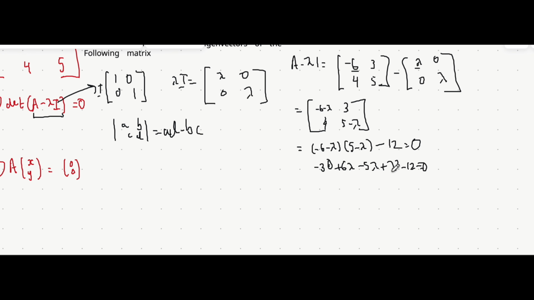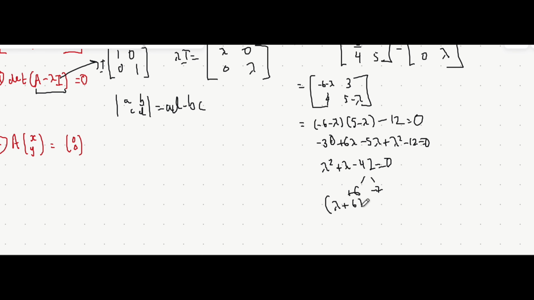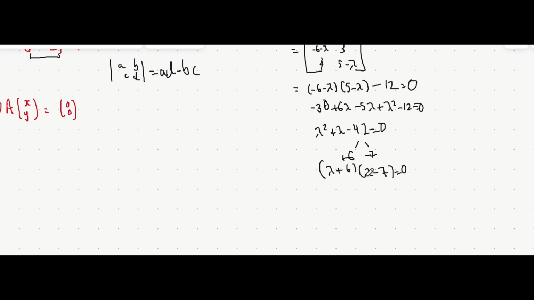We can now collect like terms, so we have just one squared term of lambda. 6 lambda take away 5 lambda is plus 1 lambda. And lastly, minus 12 take away 30 is minus 42. And then once you make that equal to 0, I'm sure you spotted already, but the factors are positive 6 and minus 7. So if lambda plus 6 and lambda minus 7 are both equal to 0, then the values of lambda that would make the left-hand side equal 0, well, you can just make each bracket equal 0. And lambda equals minus 6 makes the first bracket equal 0, and lambda equals positive 7 makes the other bracket equal 0. I'm going to call these lambda 1 and lambda 2, and these are our two eigenvalues.